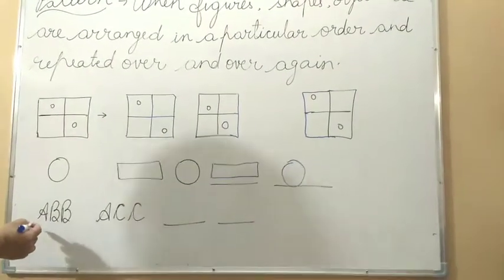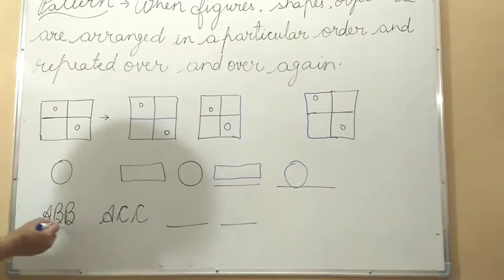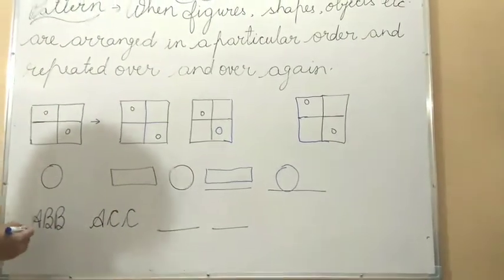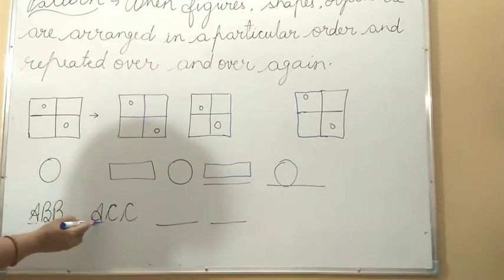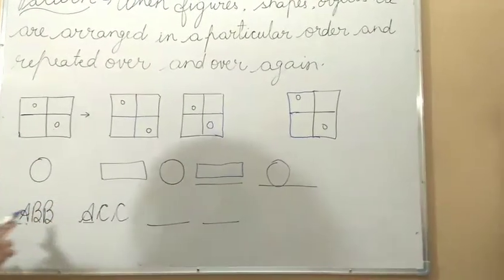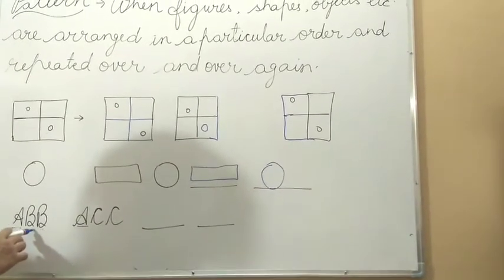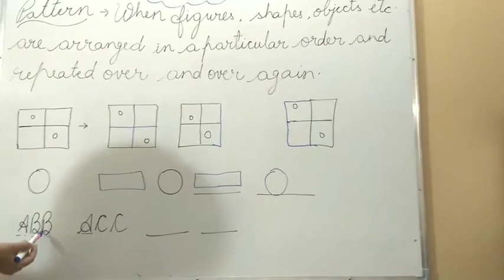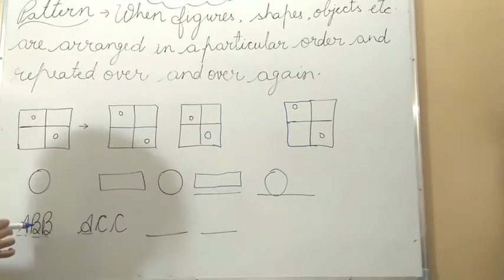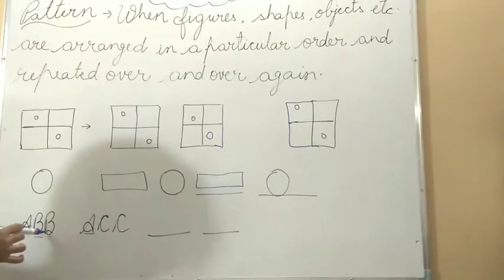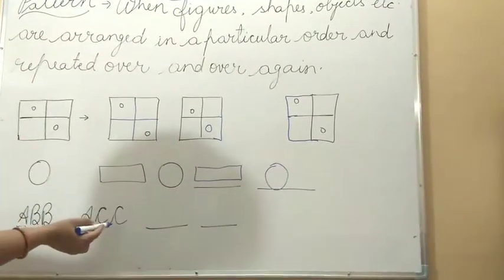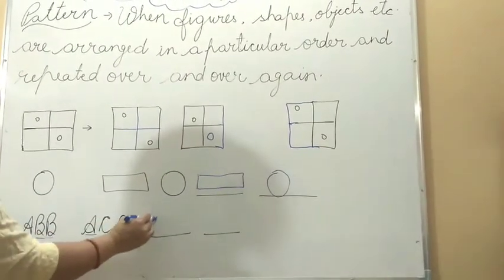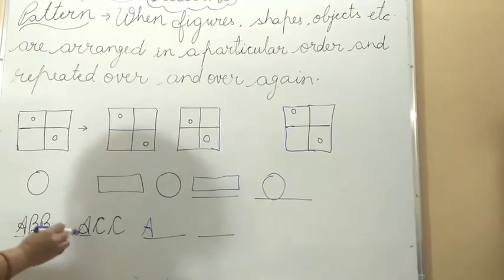Now look here. A, B, B, A, C, C. Now what can you see here? The first letters are the same in each step, but the second and third letters are changing. The second and third letter is B, B, meaning one letter is repeating again in the second and third step. C, C. Now what is the next letter after C, C? Firstly we will write the same letter A, A, A.